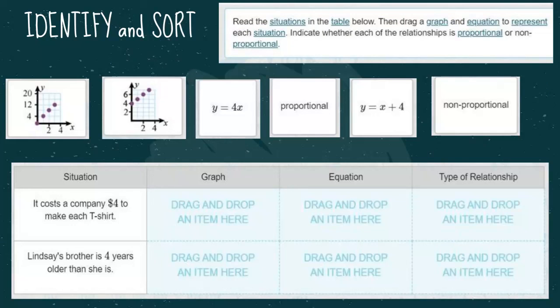All right, last one. We want to read the situations in the table below and drag a graph and an equation to represent each situation. We want to indicate whether the relationships are proportional or non-proportional.